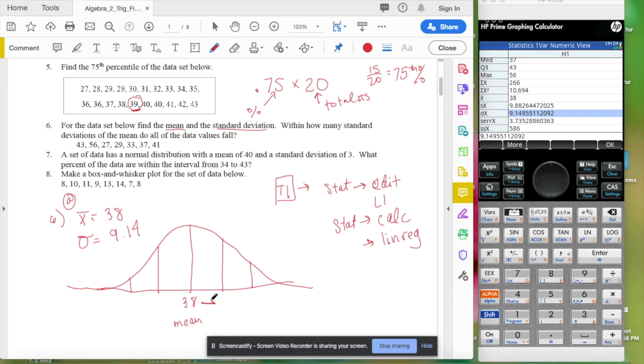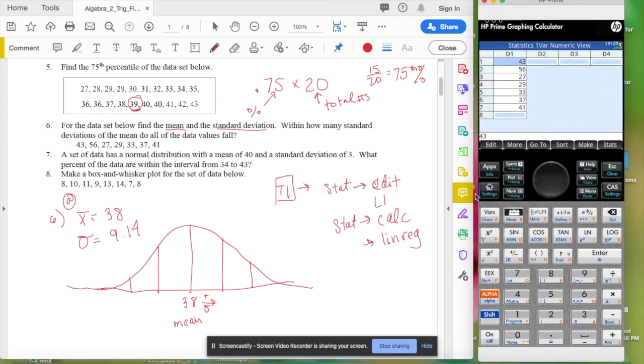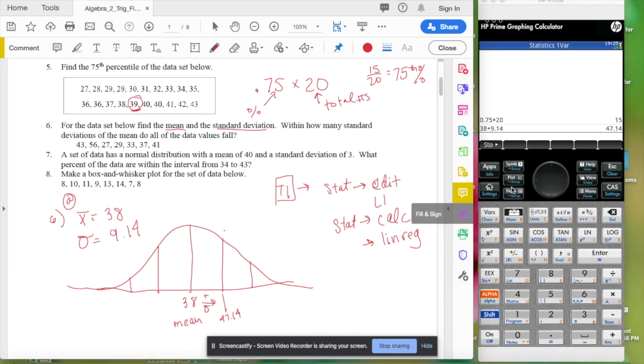So going to the right, we're adding the standard deviation. So we have 38 plus 9.14. Notice how I'm adding the standard deviation. My first one is going to be 47.14. And then I'm going to add the standard deviation one more time, and I'm going to get 56.28.